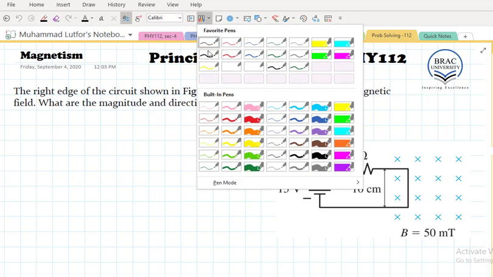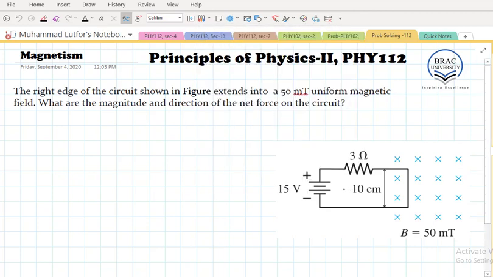So in this problem there is a circuit which consists of a 15 volt voltage source and a resistor, and a portion of the wire. Some portion of this wire is inside a magnetic field which is 50 millitesla. Now we have to find the magnitude and the direction of the net force on this circuit which is inside that magnetic field.